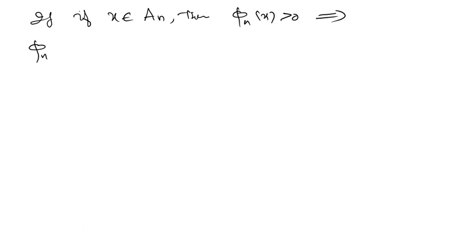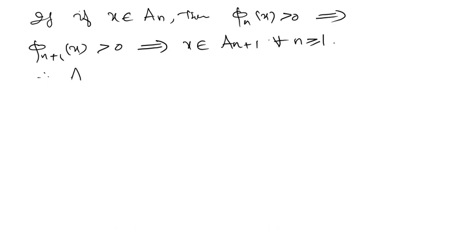Also, if x is in An, then by definition phi n of x is positive, which implies phi n plus 1 of x is also positive, because phi n plus 1 of x is greater than or equal to phi n of x, as it's an increasing sequence. This is also positive. That implies x belongs to An plus 1. So this is true for all n greater than or equal to 1. Therefore An is a subset of An plus 1, so it's an increasing sequence.